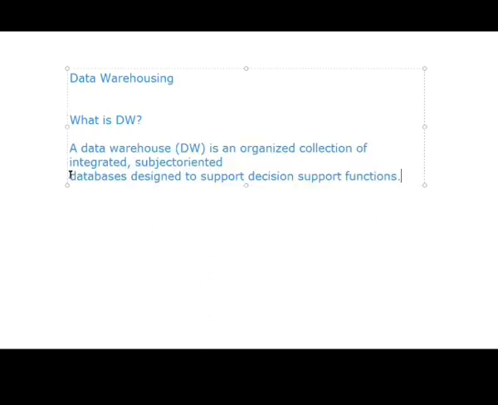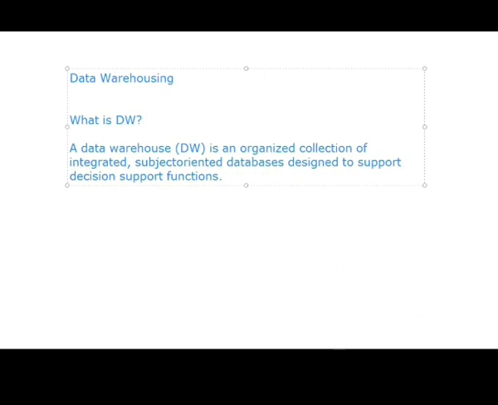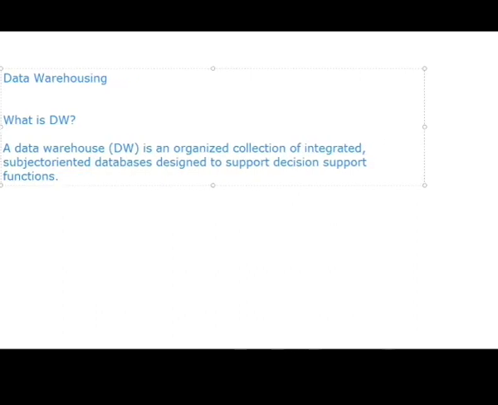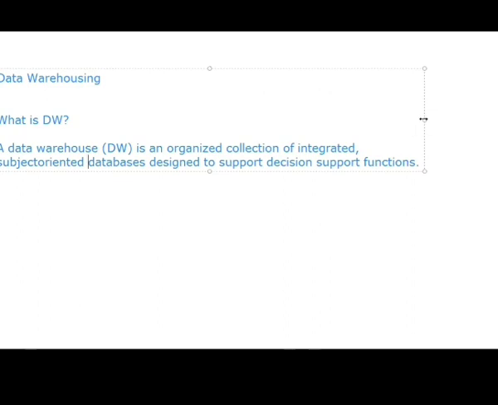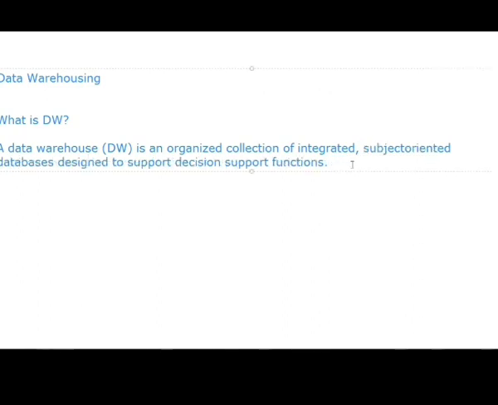A data warehouse is an organized collection of integrated, subject-oriented databases designed to support decision support functions. A data warehouse is organized at the right level of granularity to provide clean enterprise-wide data in a standardized format for reporting, query, and analysis. It is physically and functionally separate from operational and transactional databases.